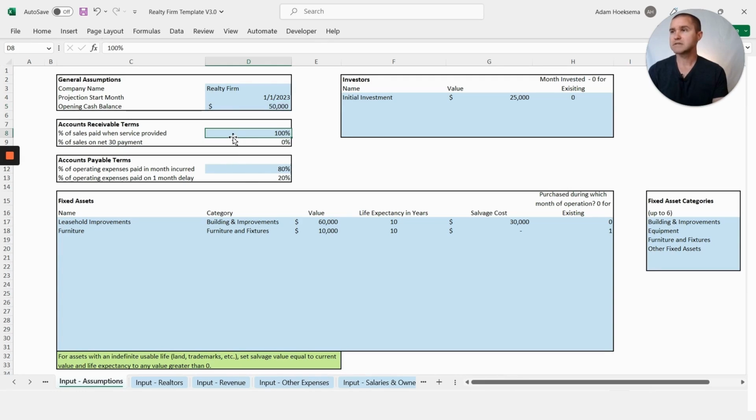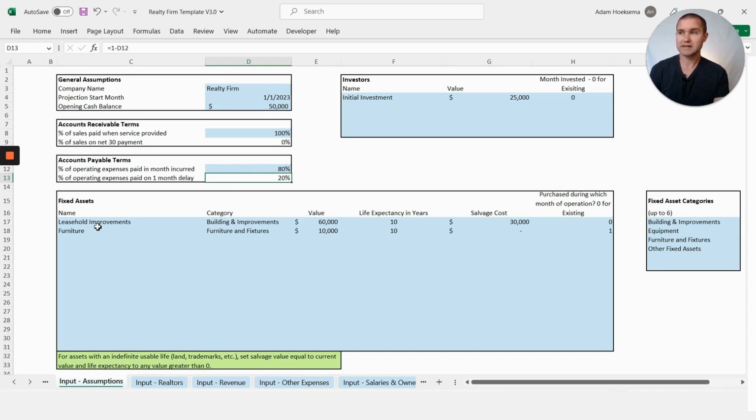You can put accounts receivable and accounts payable terms. So this basically just means you get paid when the sale of the house happens, right? So you're not waiting to get paid later. Accounts payable, it just means you're paying most of your bills, or say 80% of your bills, in the month that the expense was incurred, 20% with a 1 month delay. Now you could adjust this if for some reason you think you have terms with your suppliers or agents or something where you have more of a delay on your expenses. You could change those percentages there.